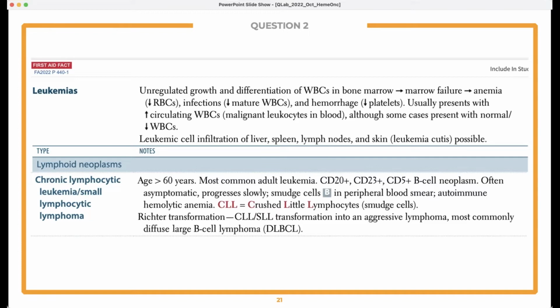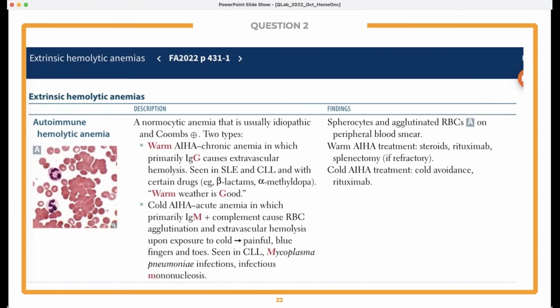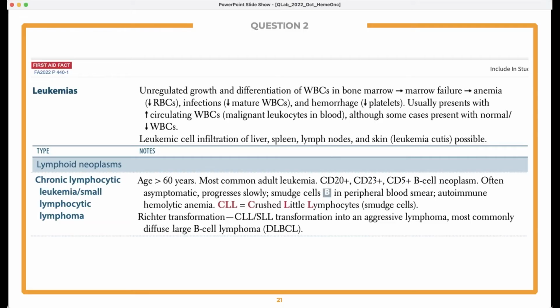And actually, on the next slide, there's another section in First Aid on hemolytic anemias, specifically autoimmune hemolytic anemias, and what infections, what drugs, what conditions are associated with that. And you can see there that CLL is associated with autoimmune hemolytic anemia. So definitely an important association to know. So we'll go back to our question and our other answer choices.